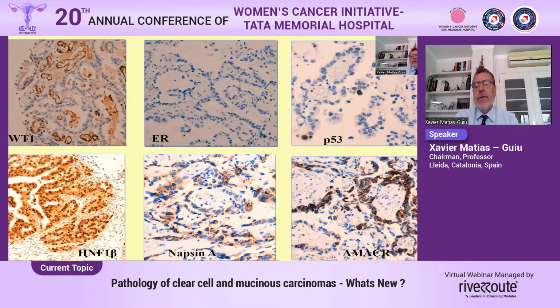The immunohistochemical features of this tumor are characterized by negativity for WT1, usually negativity for estrogen receptor, usually wild-type pattern for p53, and positivity for hepatocyte nuclear factor 1 beta, napsin A, and racemase.